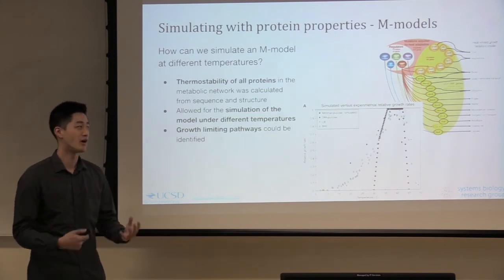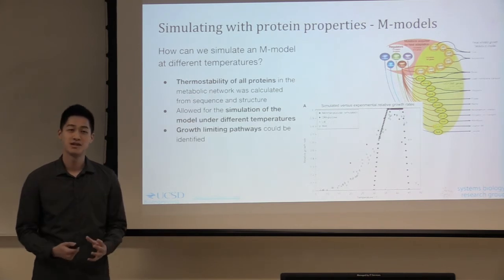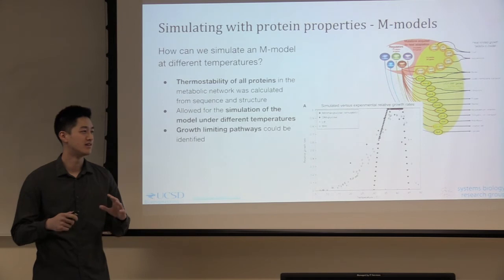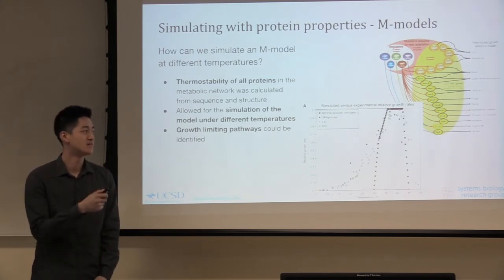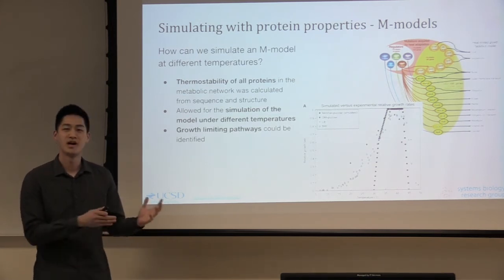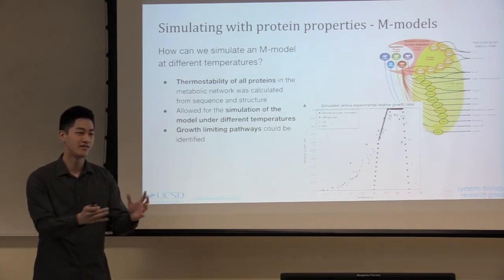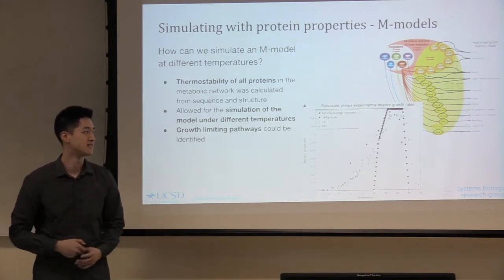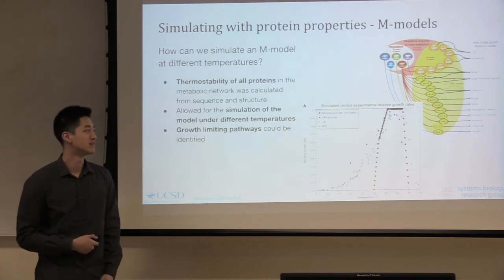So this again was done by Roger Chang, and what he did was he took predictions of the thermostability of different enzymes at different temperatures. He created a Vmax based on this thermostability of these enzymes at different temperatures, and he was able to incorporate that back into a metabolic model of E. coli to enable simulation of the entire model under different temperatures. So this graph here shows you the results of that simulation and how well that matched up to experimental data.